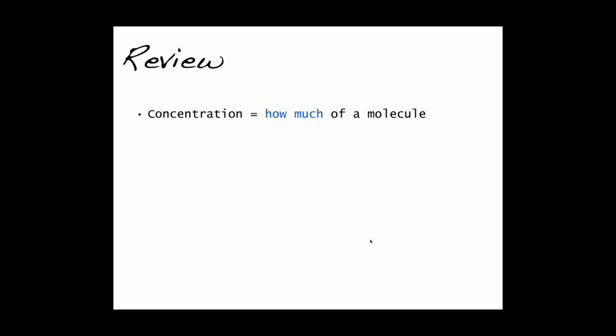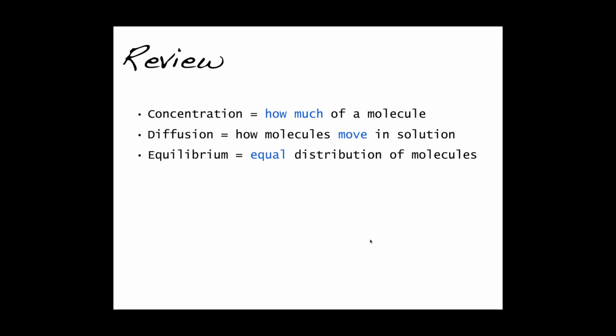We talked about what concentration was, and that is how much of a particular molecule there is in a solution. Diffusion is how molecules move in a solution from areas of high concentration to areas of low concentration. And finally, we talked about equilibrium, and this is the equal distribution of molecules within a solution.